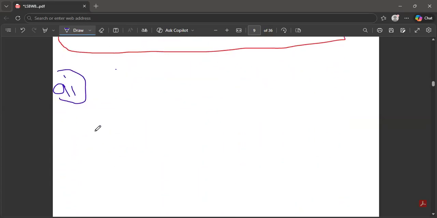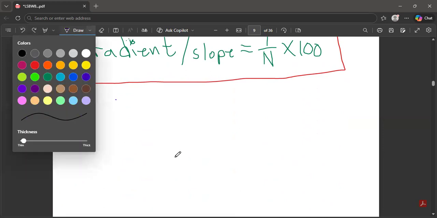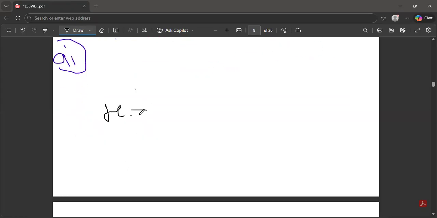From the idea we just learned, we are just going to be multiplying. So you can say that our x is equal to 1 over 10. Our x equals 1 over 10, 1 over 10 times 100.